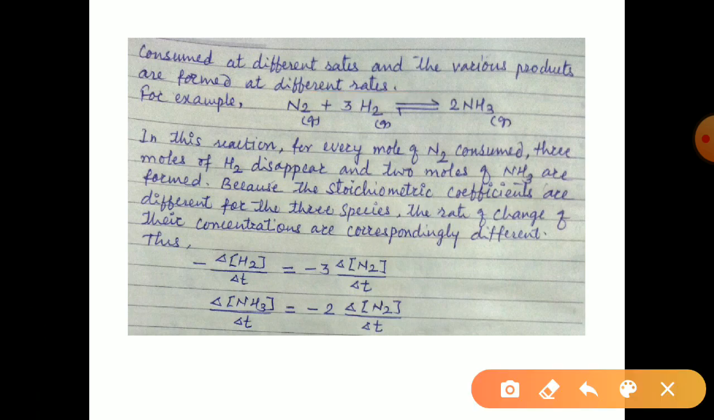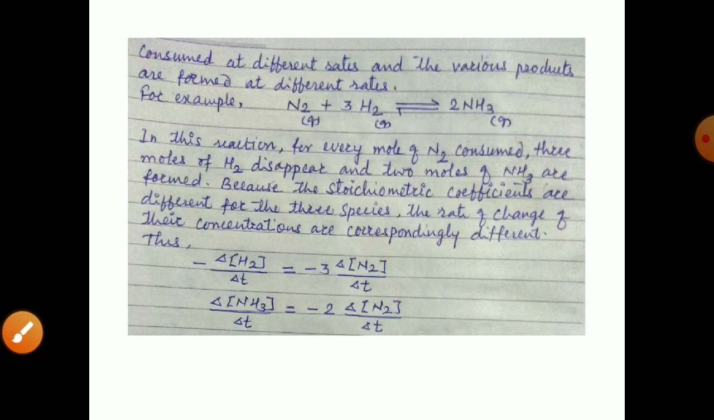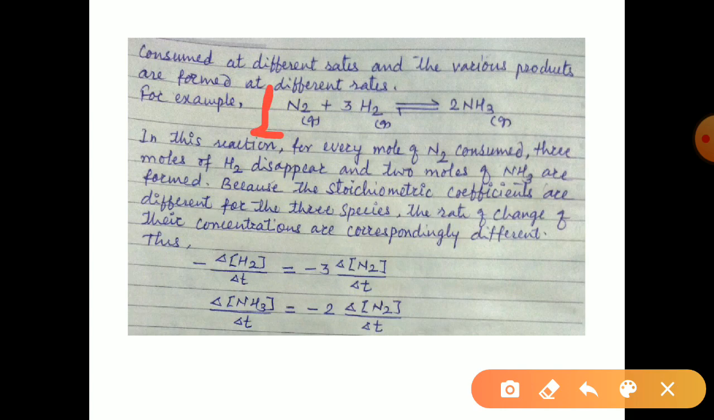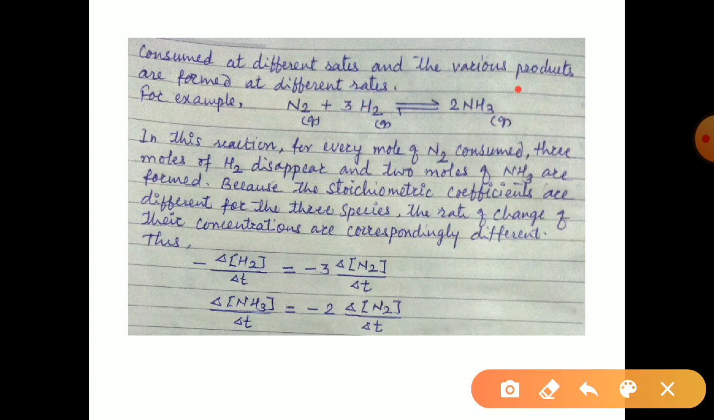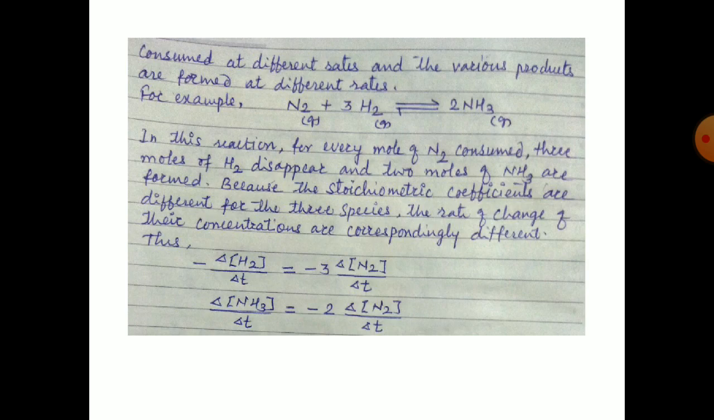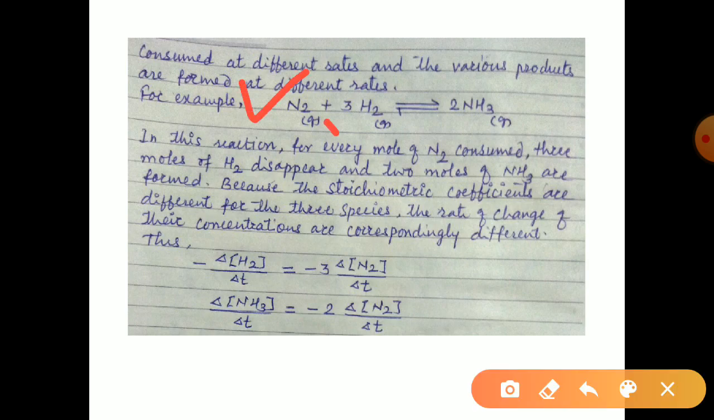For example, consider this reaction: nitrogen reacts with hydrogen to form ammonia. The balanced chemical equation shows that 1 mole of N2 reacts with 3 moles of H2 to form 2 moles of NH3. It means for the formation of 2 moles of NH3, 3 moles of hydrogen and 1 mole of nitrogen gas get consumed. So for 1 mole of N2, 3 moles of H2 are required. Then when 1 mole of N2 and 3 moles of H2 react, 2 moles of NH3 are formed.